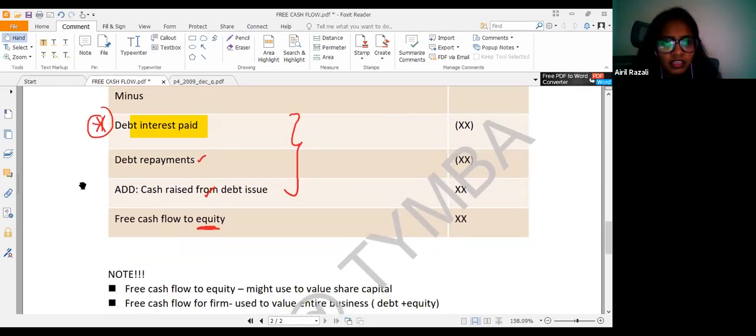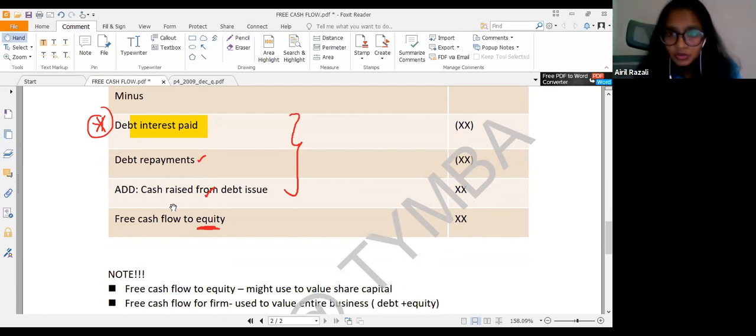What can the free cash flow be used for? You can use it also to find the value of a company. That is the reason why we use it in the business valuation topic, because free cash flow can also be used to find the company value. Now, once you know what free cash flow is, and the difference between free cash flow to firm and free cash flow to equity, the next thing you need to know is the tricks that the examiner normally uses in his question.